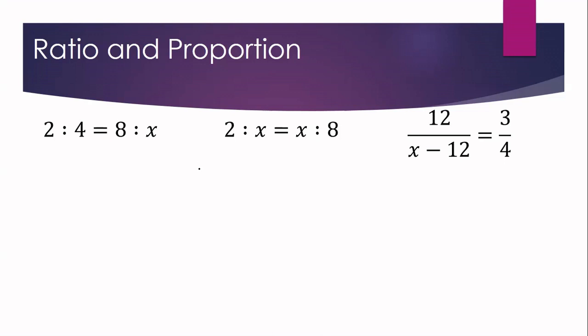Now let us consider the following equations, considering that the given equations here are actually proportions. Now let us find the unknown. Number 1, we have 2 is to 4 equals 8 is to x. To solve for the unknown x here, since it is a proportion, we will be using the concept that the product of the extremes will be equal to the product of the means. If we get the product of the extremes, 2 times x, that is 2x, and then 4 times 8, that is 32. Therefore, we will be having here 2x is equal to 32.